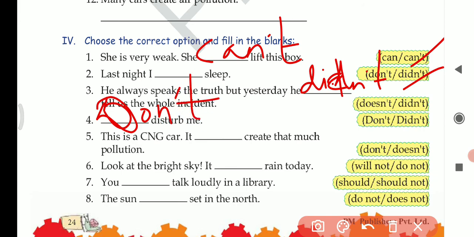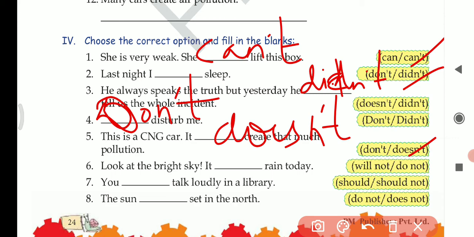Fifth, this is a CNG car. It dash create that much pollution. It don't create or it doesn't create. With singular we use does. So it doesn't create.